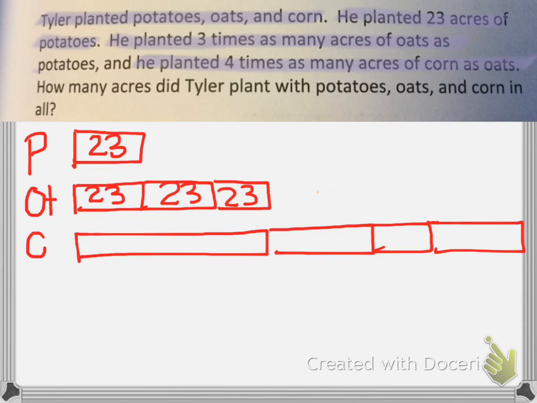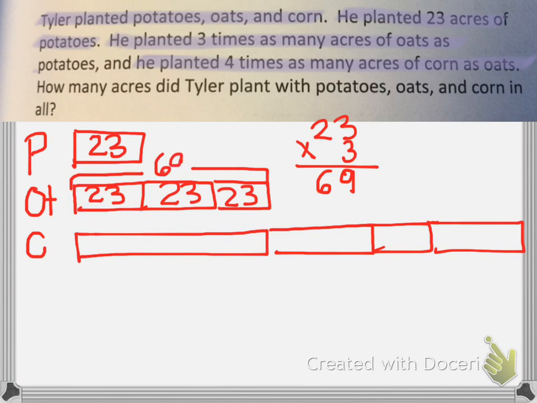Now, I can't put a number in each of these spaces of my tape diagram until I know how many acres of oats he planted altogether. So that means I need to find out how many acres of oats. Well, I see 23 3 times. Go ahead and solve that. Good job. Hopefully you recognized or figured out that he planted 69 acres of oats. So that means I need 69 4 times. So now I can fill in my corn tape diagram.